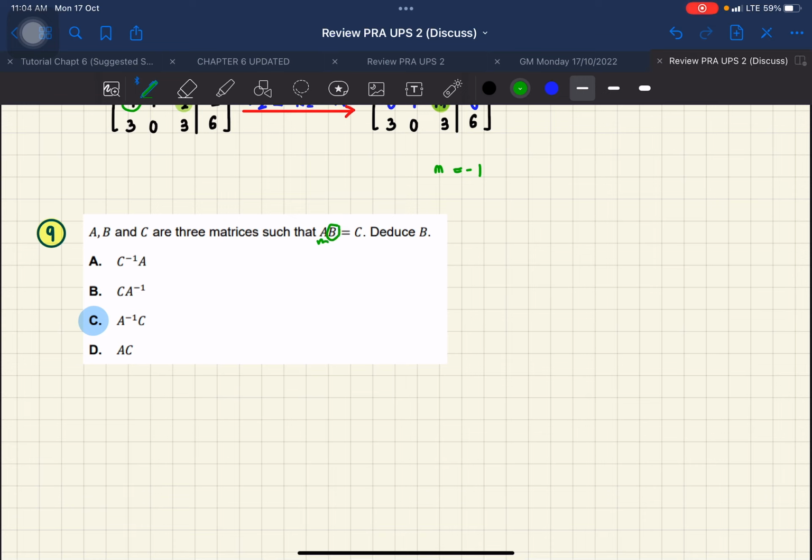So we have B over here, but we also have A. So kita kena eliminatekan A. Macam mana nak eliminatekan A? So kita akan darabkan dia dengan A inverse. Okay, so bila kita darabkan A dengan A inverse, dia akan jadi identiti. So dia hilanglah dekat situ. So awak kena darabkan A inverse dekat dua-dua bahagian ni.